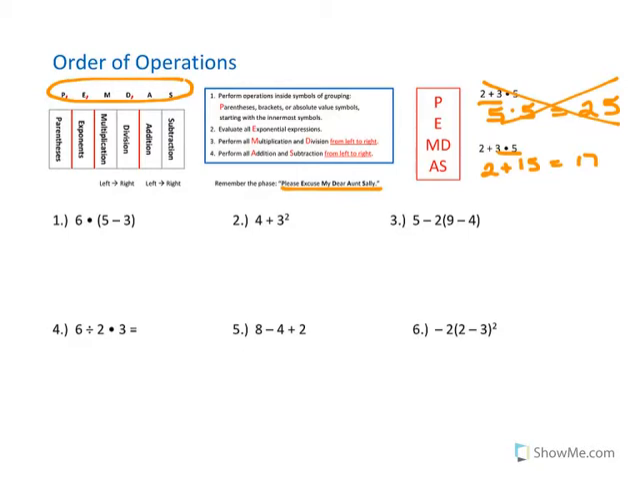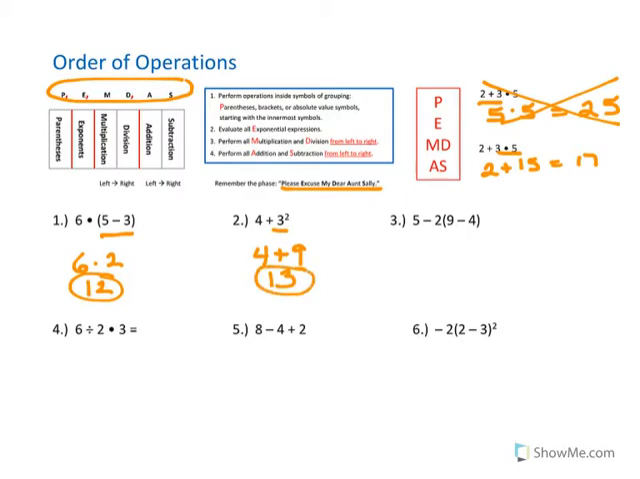All right, I have parentheses here, so that means I'm going to do that first. Copy down what you're not ready to use. 5 take away 3 is 2. The product is 12. Here I've got exponents. Exponents come first if you don't have parentheses. 4, copy it down, plus 9 is 13.